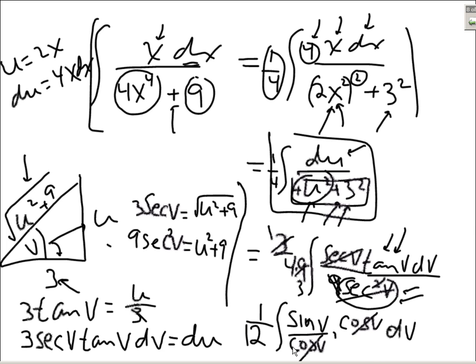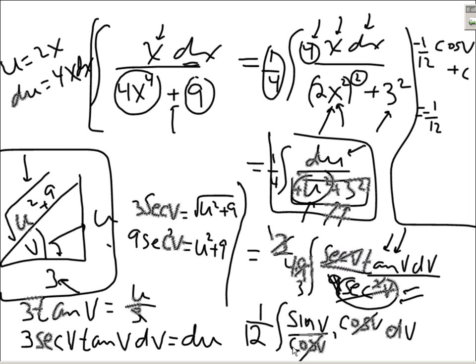And we will try to finish in this corner up here because we're almost done. We have 1 over 12 times the integral of sine v. But that's an easy one. That's negative cosine v plus c. Negative 1 over sine of v. So now I go back to my triangle here and I ask myself, what's the... Well, it's adjacent over... It's 3 over the square root of u squared plus 9.